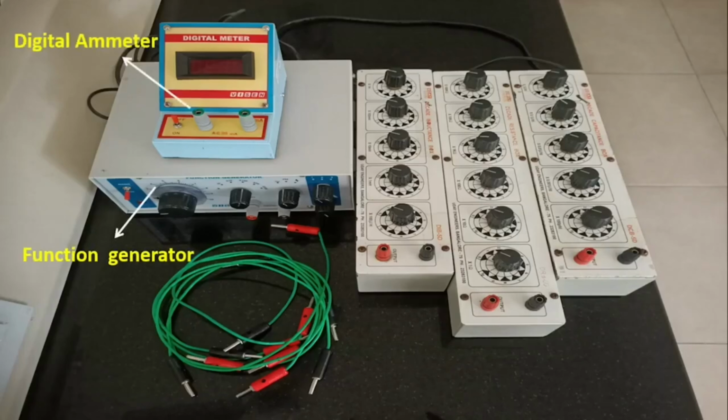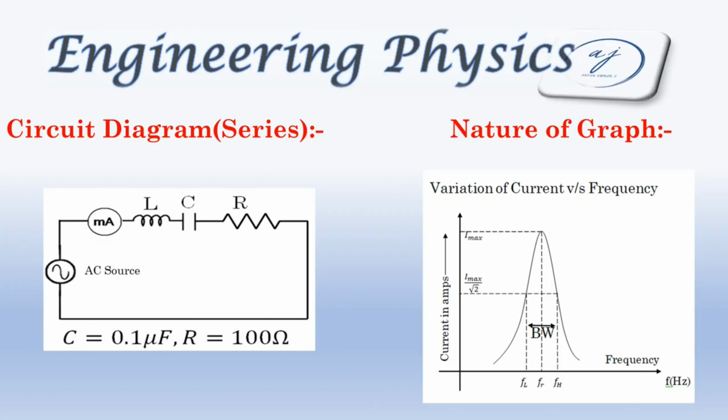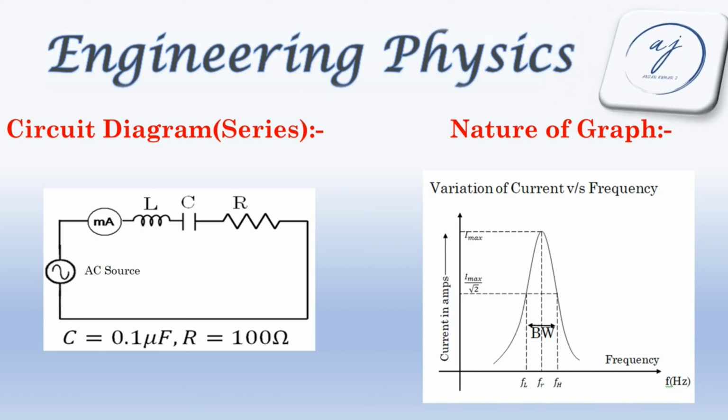Apparatus required: function generator, digital ammeter, connecting wires, variable inductor, variable capacitor and variable resistor. Circuit connection and the nature of graph are as shown.